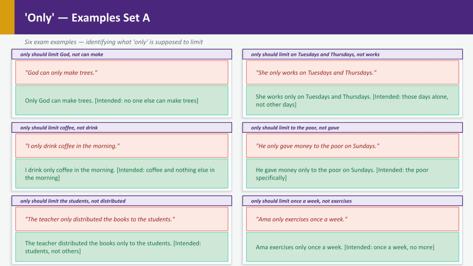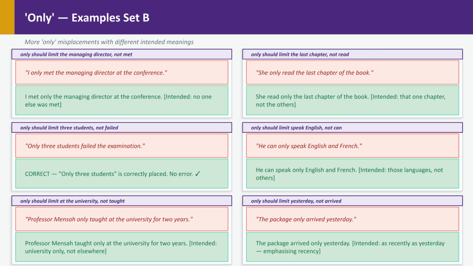In these examples, we correct the placement of only to ensure it limits the intended word, not the verb or another element. For example, "only God" correctly limits the subject. Further, only examples illustrate different intended meanings. Ensure only modifies the specific word you want to emphasize, whether it's a person, a chapter, or a duration.